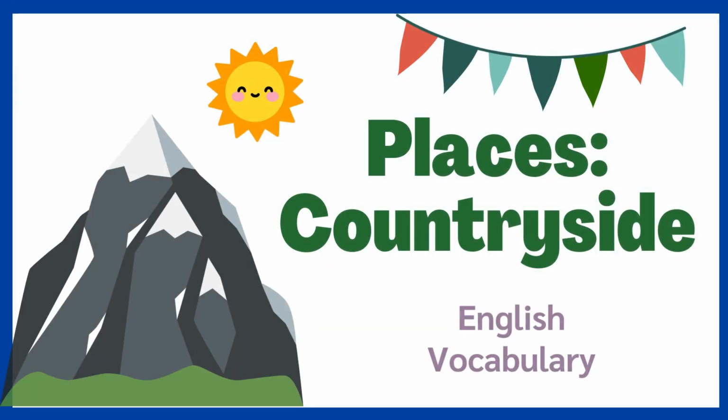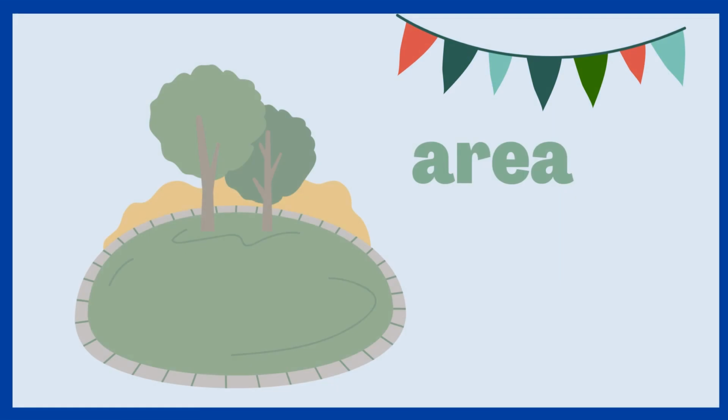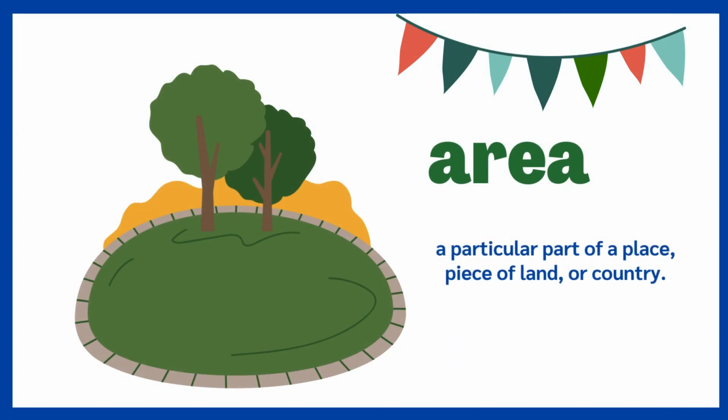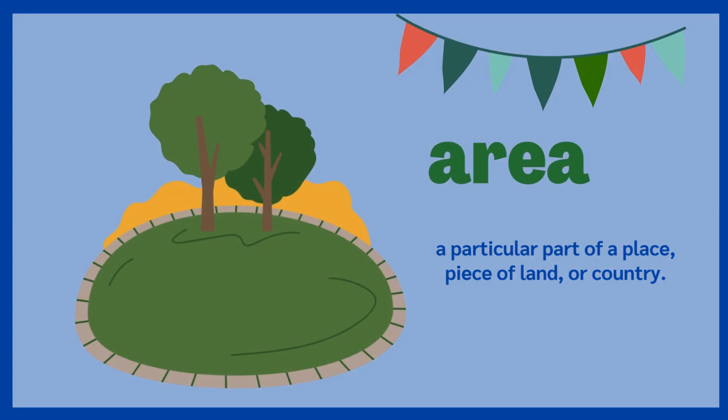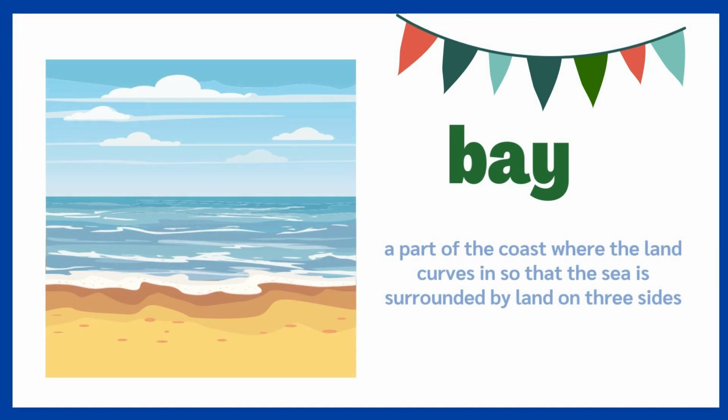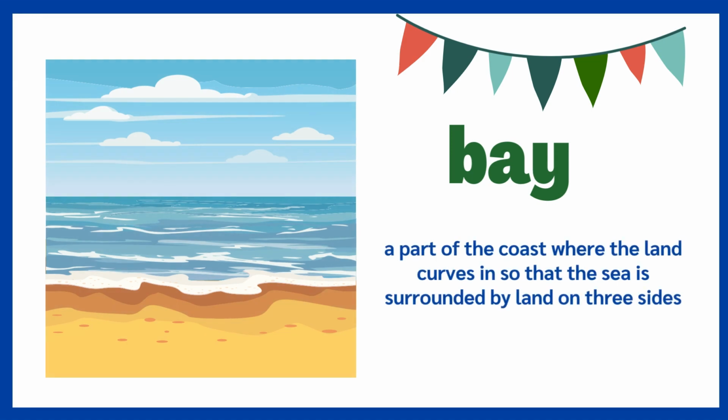Places. Countryside. English vocabulary. Area. A particular part of a place, piece of land, or country. Bay. A part of the coast where the land curves in so that the sea is surrounded by land on three sides.